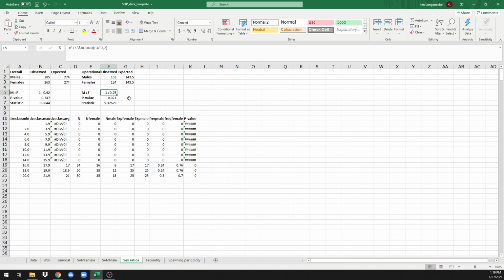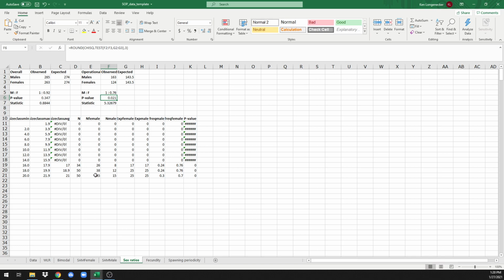In this case, the sex ratio is one male for every 0.76 females. The p-value is 0.021. That's less than 0.05, so that's significantly different. So this is not a one-to-one sex ratio when you look only at mature individuals. And again, we have the chi-square statistic.